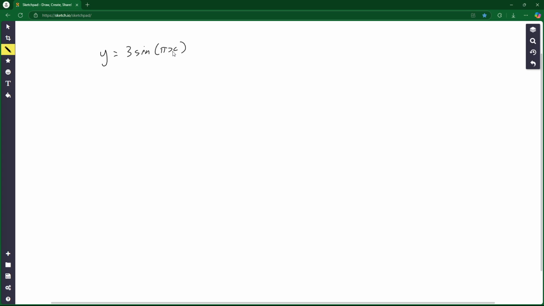Our amplitude is going to equal 3, and then our period, I'm just going to write p, is going to equal 2, because it is 2 pi over pi. Those cancel out, gives you 2. So we're just going to write our chart first.